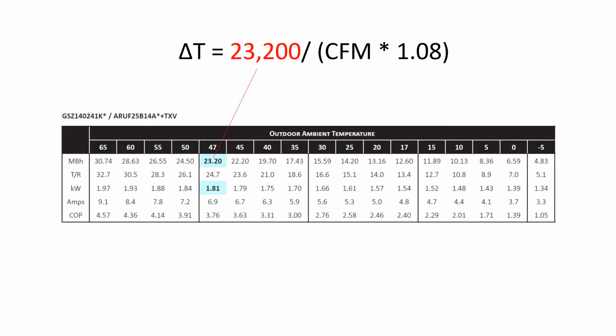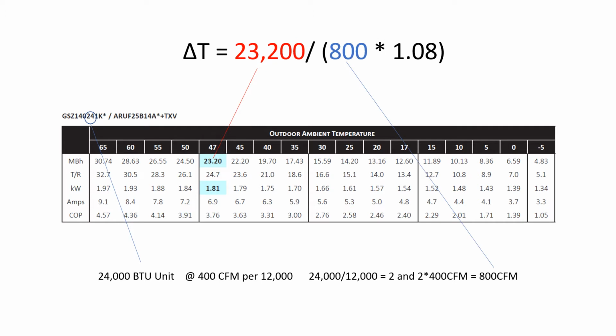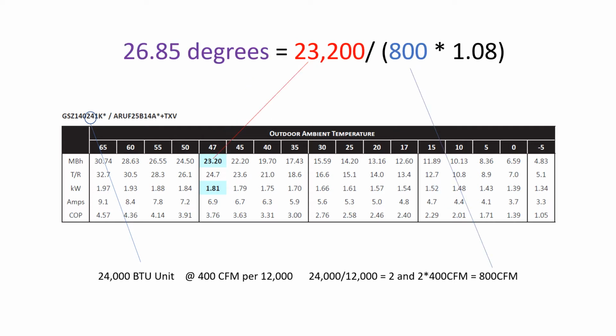We'll first take the BTUs of 23,200 and our cubic feet per minute. In this example, we have a 2-ton unit at 400 cubic feet per ton. That will give us 800 cubic feet per minute. And doing a little bit of math, we'll find that our temperature rise at 47 degree outdoor temperature for this piece of equipment is 26.85 degrees.